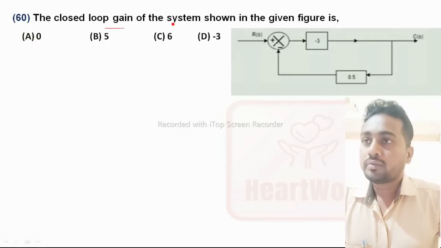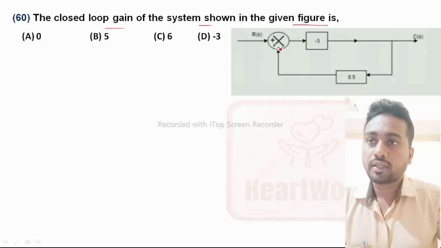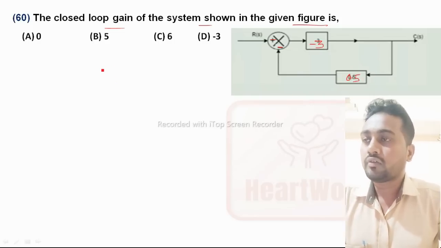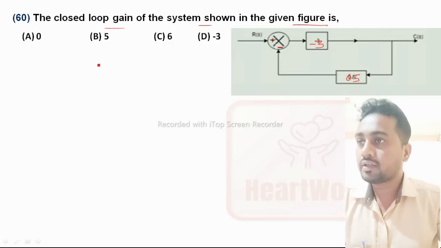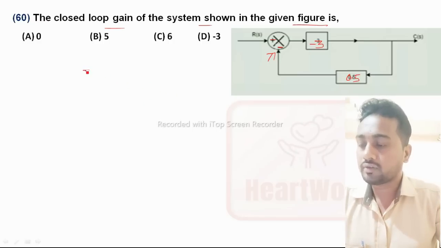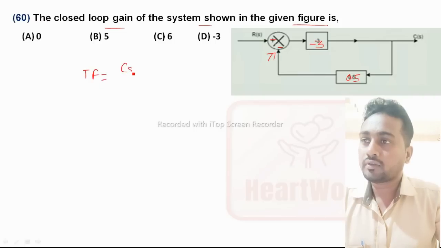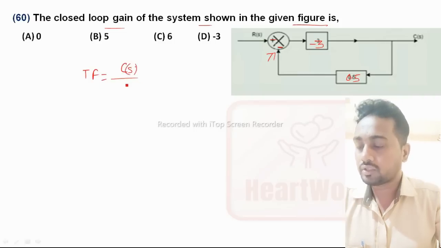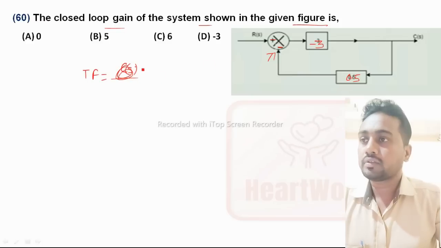Next question: the closed loop gain of the system shown in the given figure. Again here a negative sign, this is a positive sign, this is -3 and this is 0.5. We have to find the gain. Again it is negative feedback, because a negative signal feedback is going on. So we find the transfer function C of S divided by R of S.